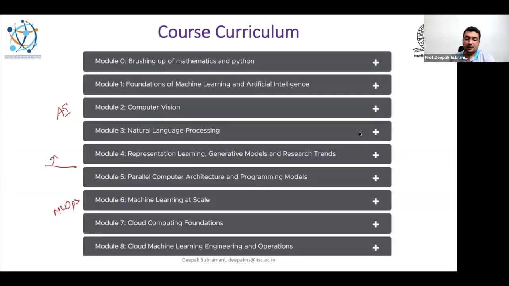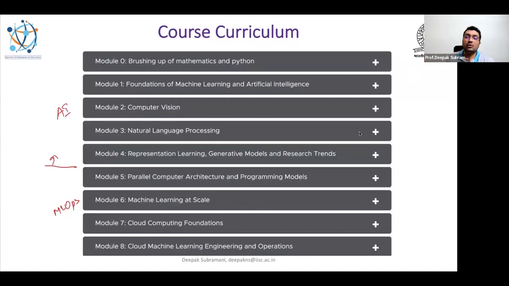The AI modules contain foundations of machine learning and artificial intelligence, and how to work with tabular data. That is the very first thing. What is training? What is testing? What is a parameter? What is a hyperparameter? What are AI models capable of doing? Understanding which problems can be solved with AI and which problems cannot be solved with AI, all of that together is what we will do in module 1.